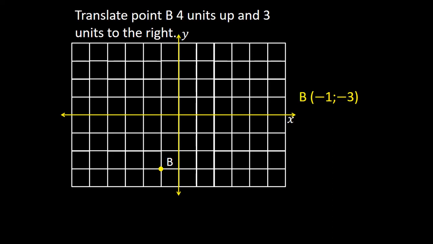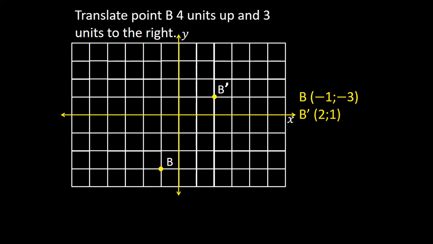Translate point B 4 units up and 3 units to the right. Now point B is plotted for you, and on the right hand side you can see the coordinates of point B. Now if we want to translate it 4 units up and 3 units to the right, hopefully you can see that that is where B prime will be. B prime is 2, 1. 2 units on our x and 1 on our y.